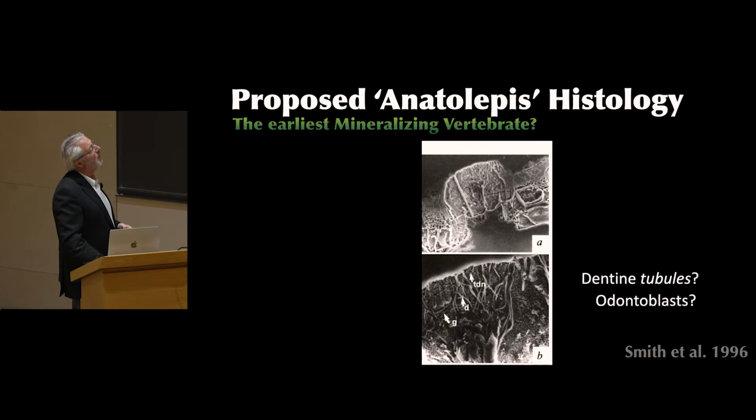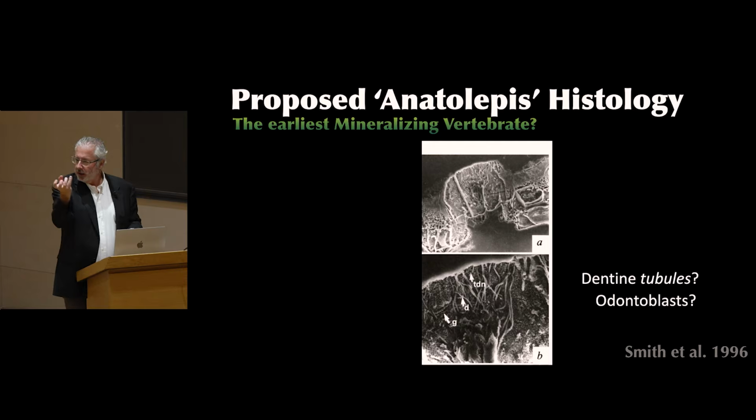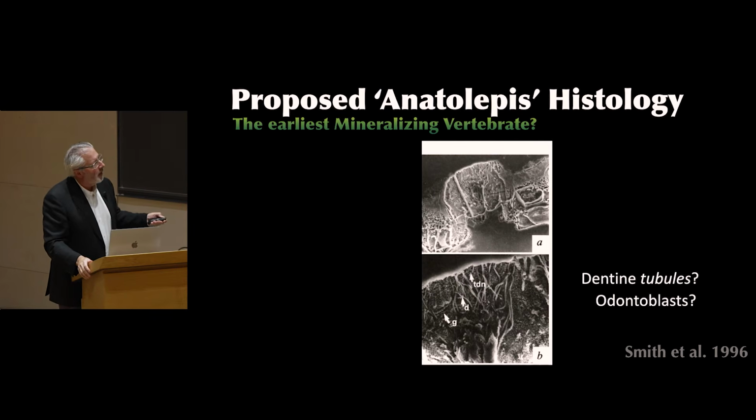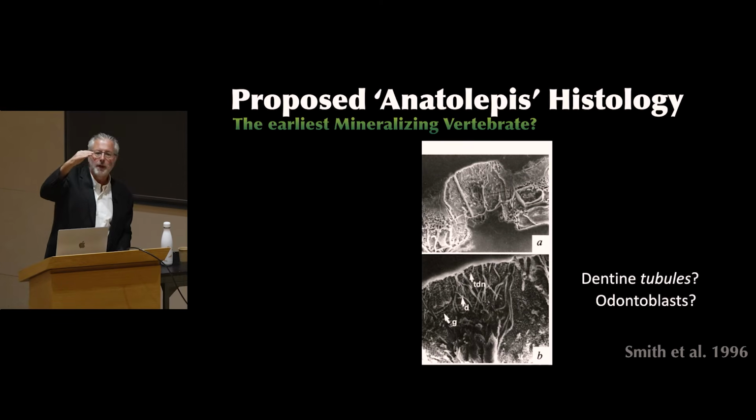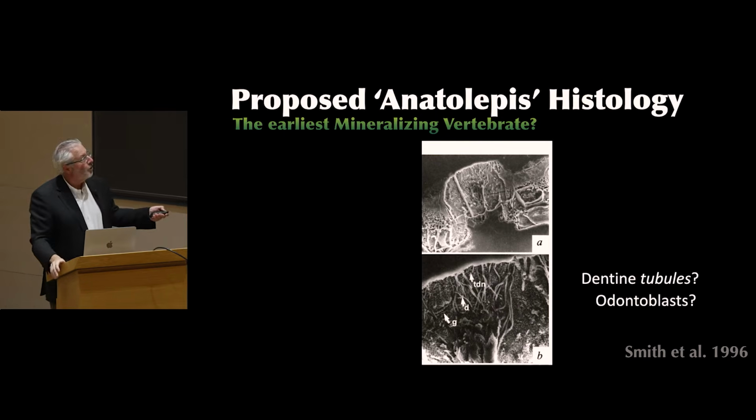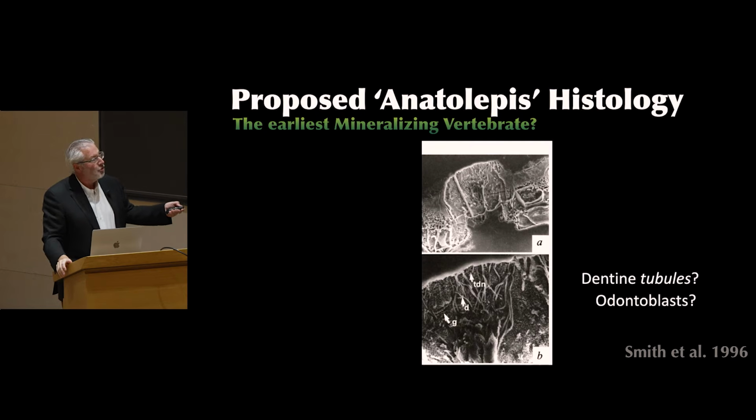So the ones who proposed it was very much like a vertebrate. This is the proposed Anatolepis histology, the earliest mineralizing vertebrate, question mark. This is one of those odontodes, one of those scale-like things I was showing you earlier. Zoom in on it, and you can see inside there are a series of tubules. Remember I told you the three-layer structure, the hard stuff on the outside, the tubular stuff, which we call dentine, in the middle, and bone? Well, this looked like it had a tubular structure, like dentine, like maybe a tooth.